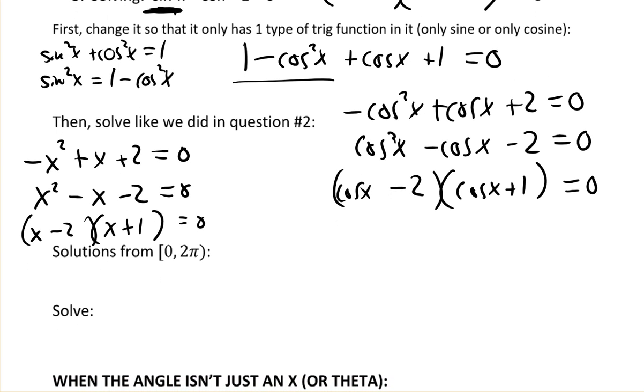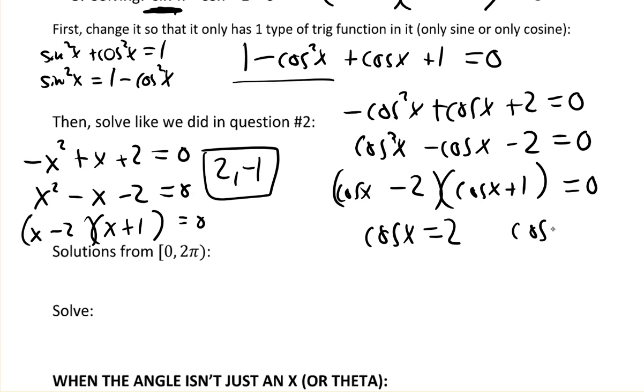So if I was having to solve this, I would set this equal to 0 and solve and get an answer of 2, and set this equal to 0 and solve and get an answer of -1. But over here, set this equal to 0 and solve, set this equal to 0 and solve. I get answers where cosine is 2 and where cosine is -1. Well, cosine's -1 right here. Cosine doesn't equal 2. There's nowhere where cosine is 2. So that half just didn't give me an answer.